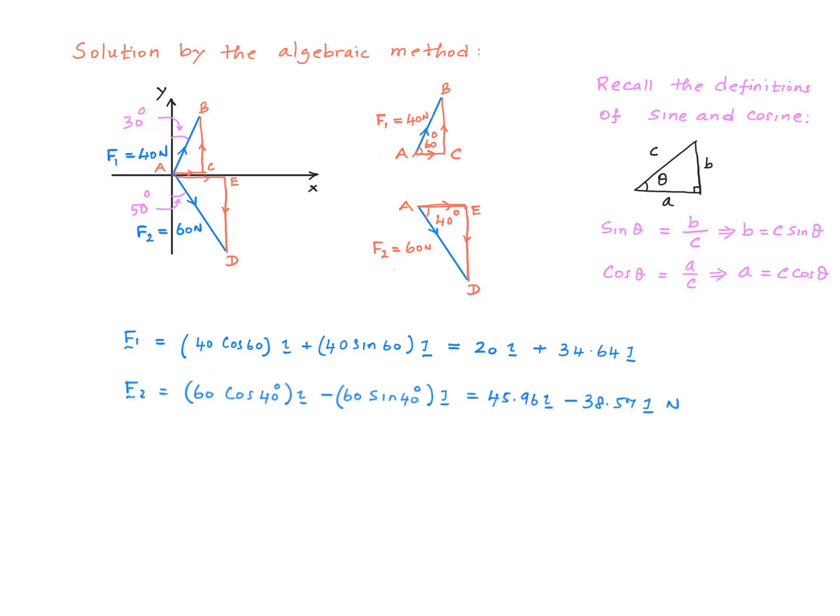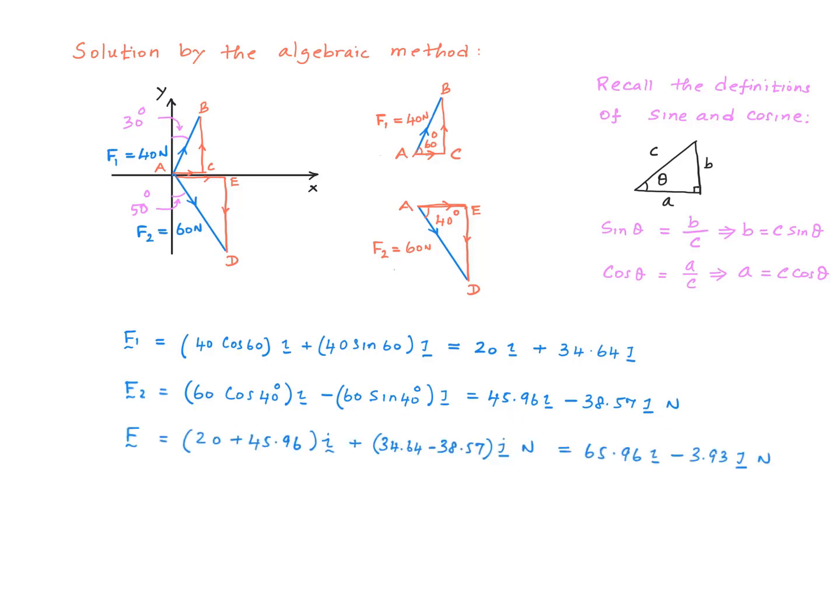Now with the help of this triangle, let's work on F2. The x component of F2 is AE, which is 60 cosine 40, and the arrow on that is in the same direction as the positive x direction, and therefore it goes in as a positive term here with the unit vector i. The y component of F2 is ED, which is 60 sine 40, but this time, of course, the arrow is in the opposite direction to the positive y direction. Therefore, that goes in as a negative term. Simplifying it, we get this.